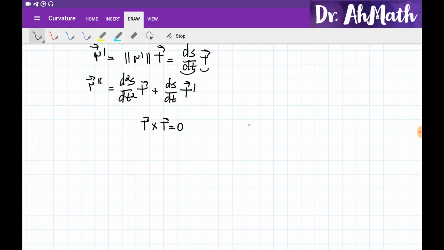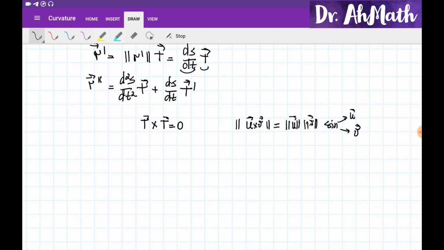It comes from the formula, so for u and v, let's say, for any two vectors, when we take the cross product, we have a formula: the norm of u multiplied by the norm of v multiplied by the sine of the angle between u and v. So when these two vectors are parallel, the sine of the angle is going to be 0. So that is why the cross product is equal to 0.